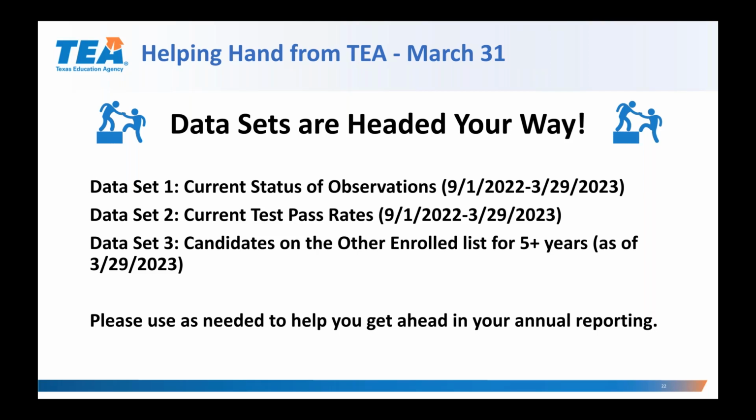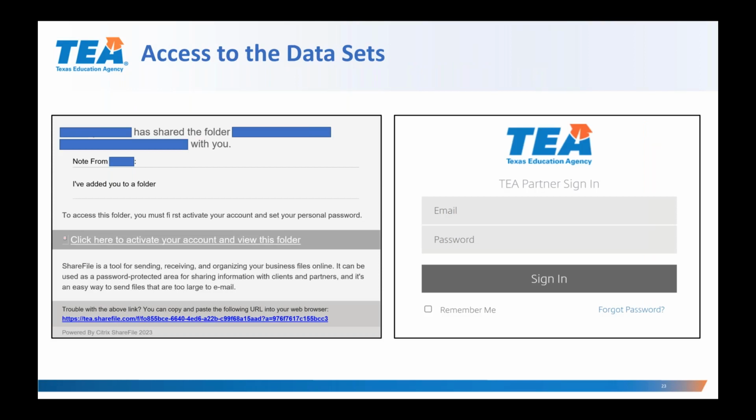So if your role requires you to access these data sets, please reach out to your legal authority or primary contact to do so. Your assigned specialist at TEA can provide you the name of your legal authority or primary contact if needed. As I said, your legal authority or primary point of contact will be given access to your data sets. What that means is that we linked the email address of the legal authority or primary contact to the shared folder containing the data for your EPP.